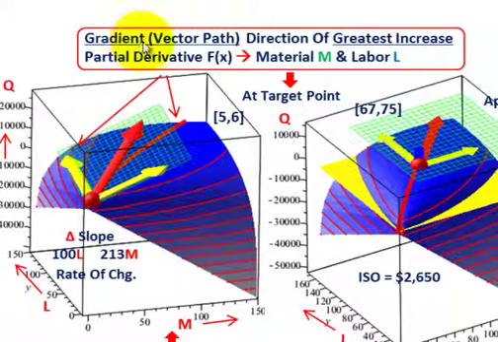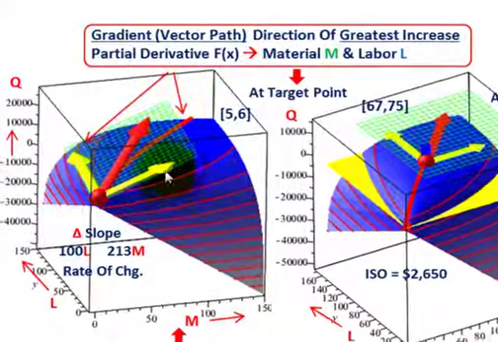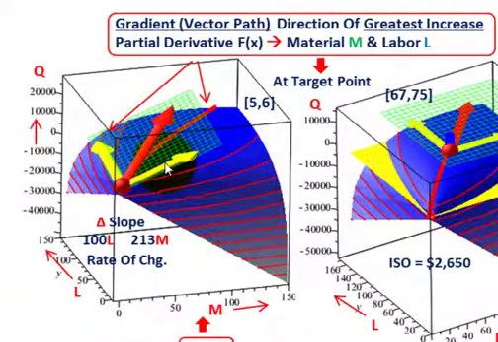Now we have to calculate our gradient based on our vector path. Remember, this gradient is the direction of the greatest increase. And how we determine that gradient is we just take the partial derivative of our function with respect to material and with respect to labor. Looking at our production function, what we have to calculate is these yellow vectors, at least the gradient amount in this case. Really, that's the change in slope, or the rate of change, for labor and material.